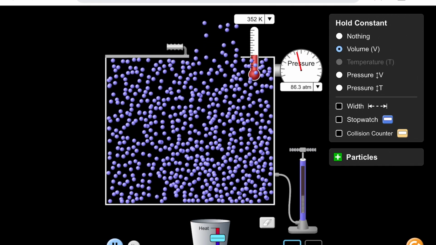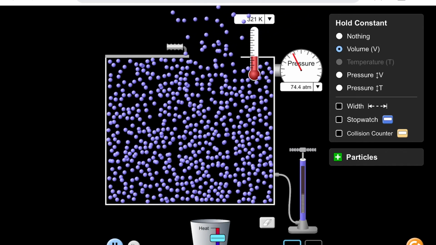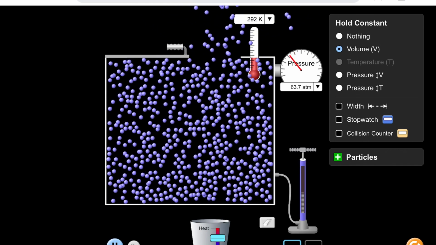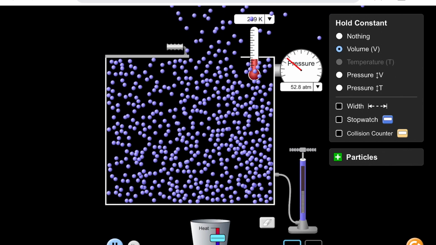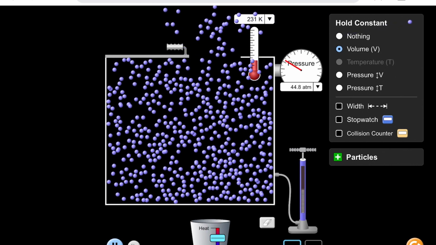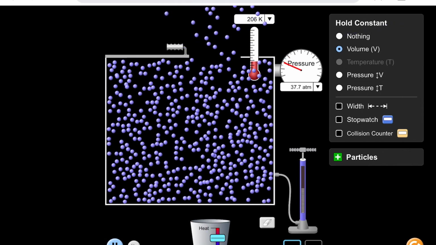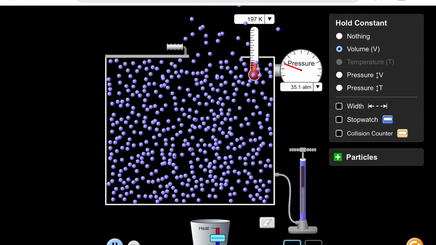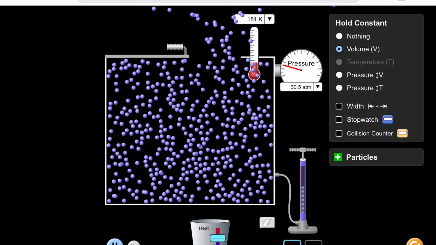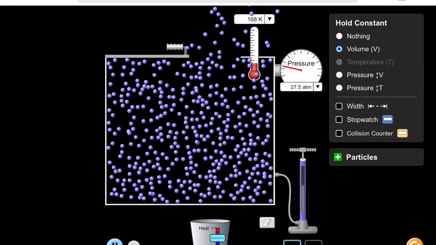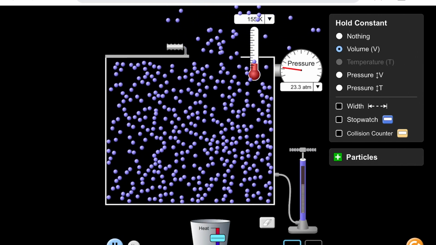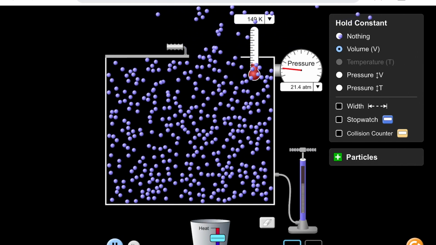So if I let some gas out, I'm decreasing the pressure. And this is Gay-Lussac's law. Gay-Lussac's law says that pressure and temperature are directly related. That means as one goes up, the other goes up, and as one goes down, the other goes down.